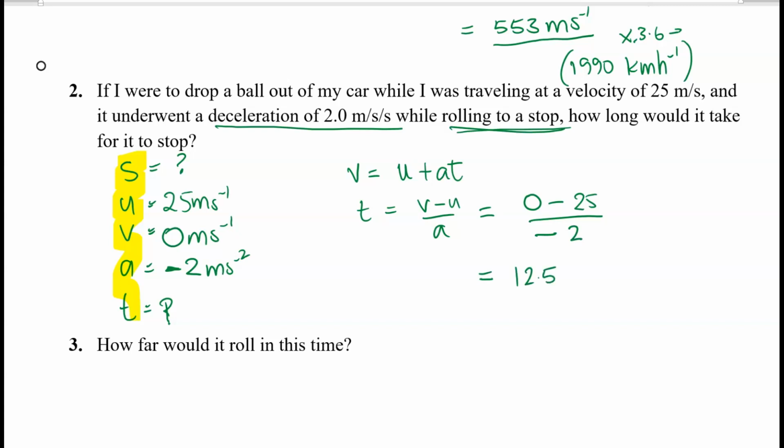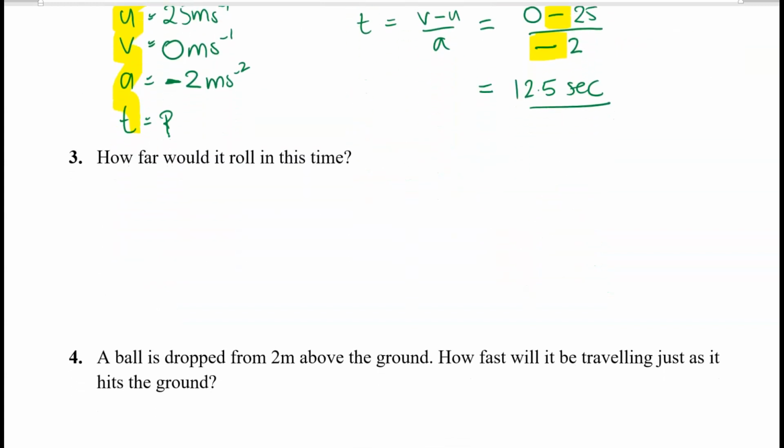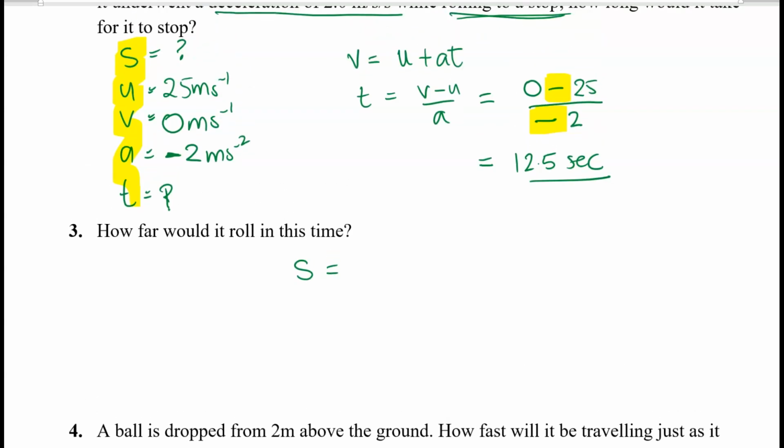Okay, so it's going to take 12.5 seconds to stop. Notice the 2 negatives. A negative over a negative makes a positive, so we know we're right. Okay. Question 3, how far will it roll in this time? So we want to find our displacement in this case. So S is ut plus a half at squared.